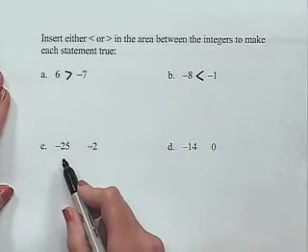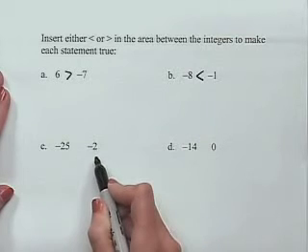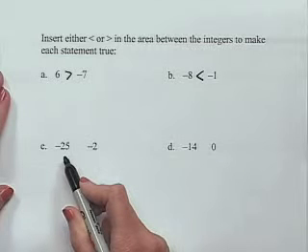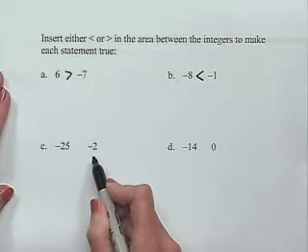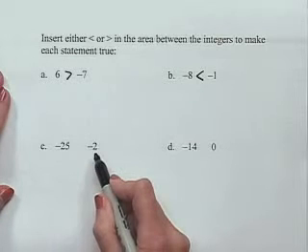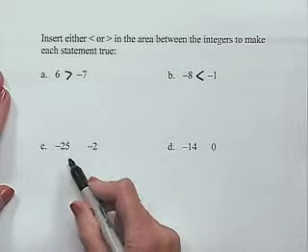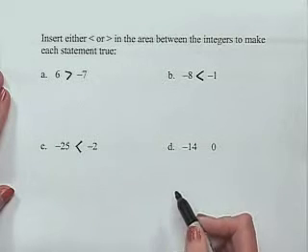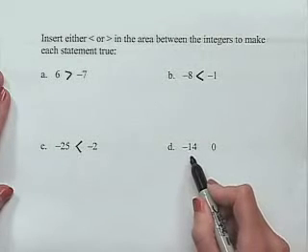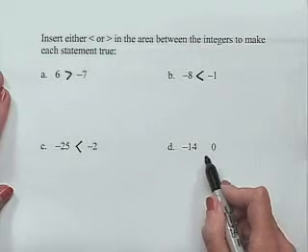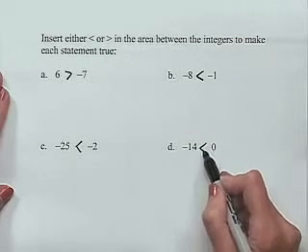Part C, we have -25 and -2. -25 would be 25 units to the left of 0. -2 would be only 2 units to the left of 0. So -2 is closer to 0 than -25. -25 is less than -2. And finally, we have the pair -14 and 0. -14 is to the left of 0 on the number line, and so it is smaller.